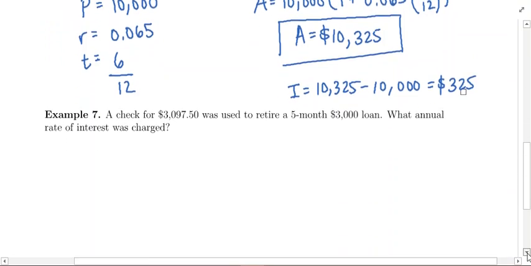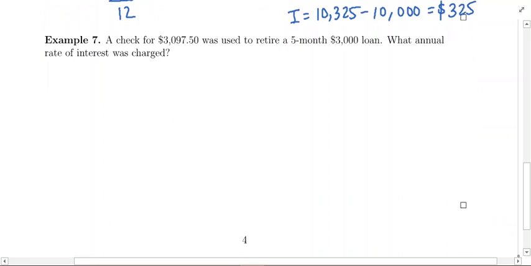Let's take a look at example 7. Okay, we're going to be using the same formula here. A check for $3,097.50 was used to retire a 5-month $3,000 loan. What annual rate of interest was charged? Okay, make sure you reread it and understand what's going on before continuing the video.